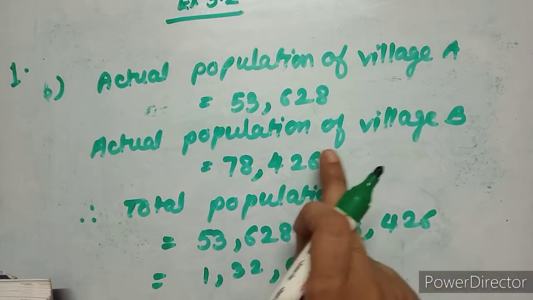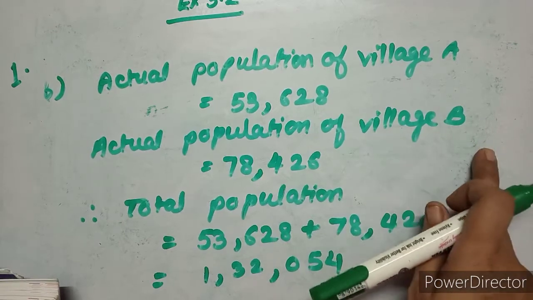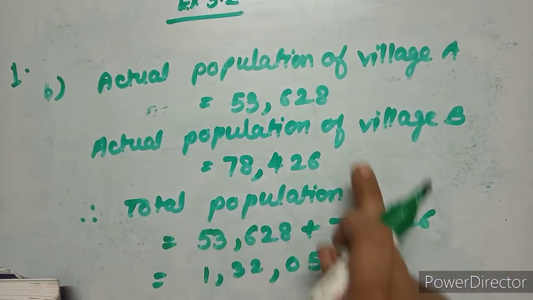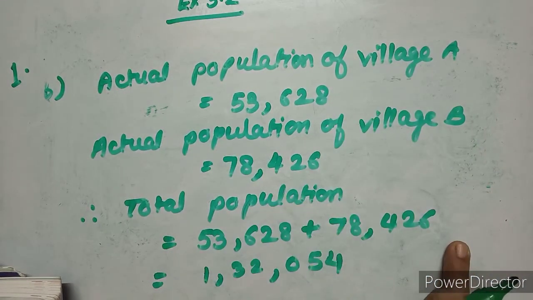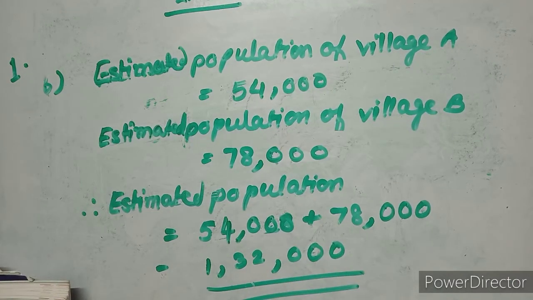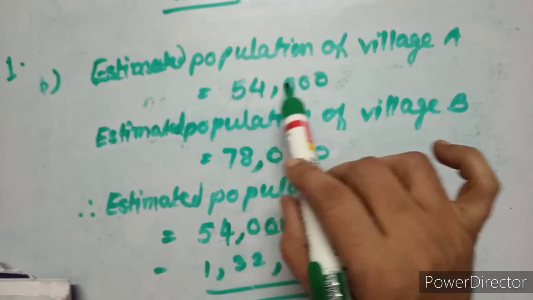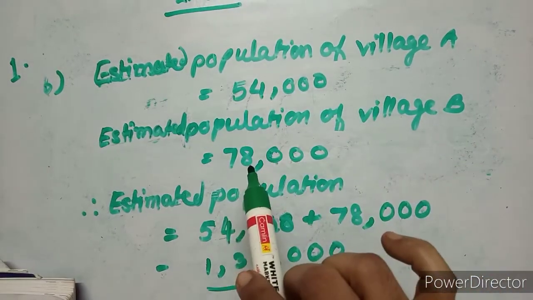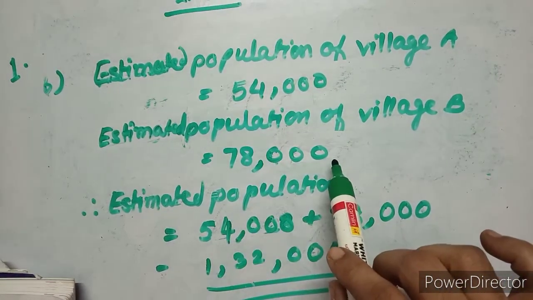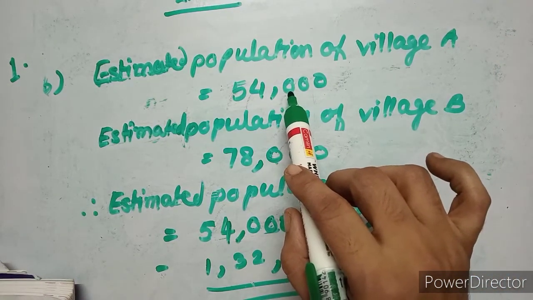Actual population, the number, actual population of village B. So total will be these two. Addition of these two numbers will give you 1,32,054. Okay. Now see, I have written the estimated population. So estimated population is 54,000 and you have 78,000. Okay. So you need to go for nearest 1000 position.